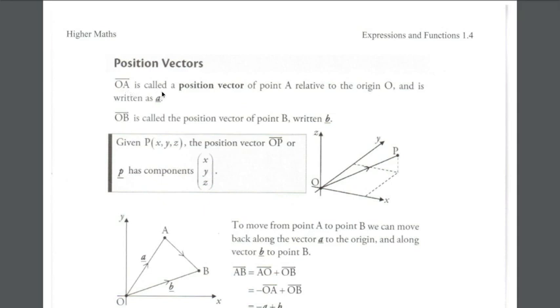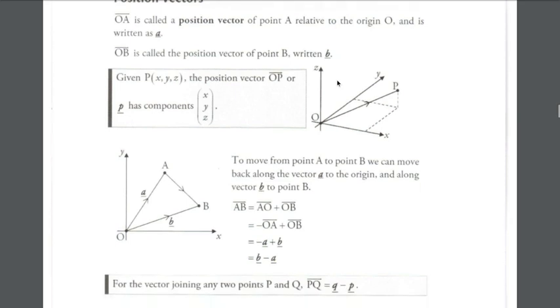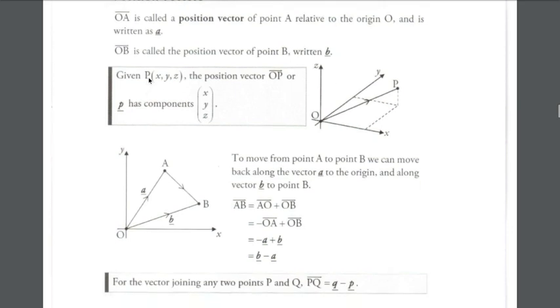Well, vector OA is called a position vector of point A relative to the origin, being (0, 0), or (0, 0, 0) if we're in 3 dimensions, and we write that as little a. OB is called the position vector of point B, and that's written as little b. And for point P, which is at (x, y, z), that would be vector OP, or little p underlined, and that would have components x, y, z.